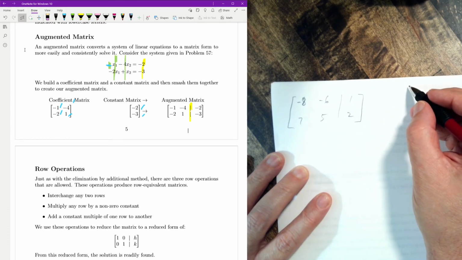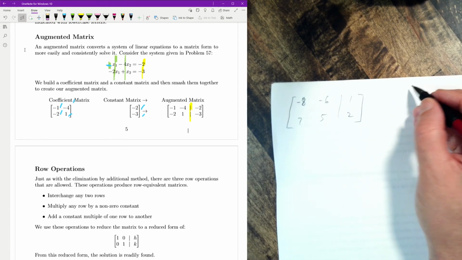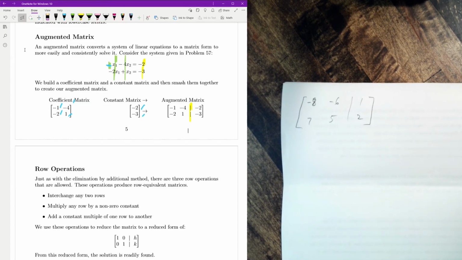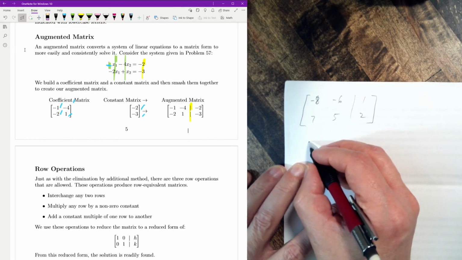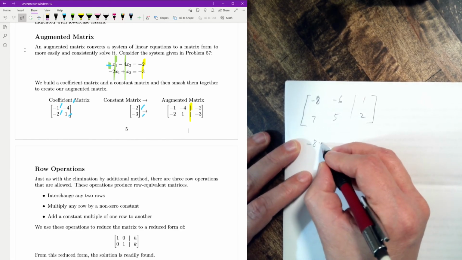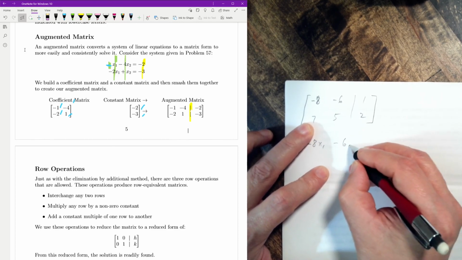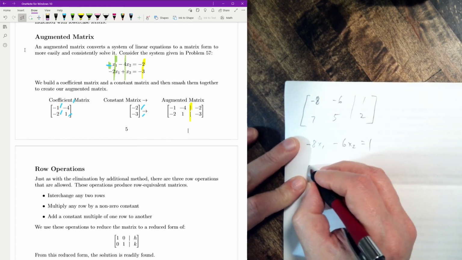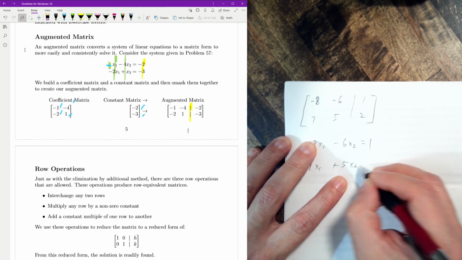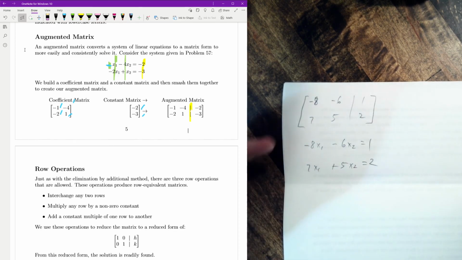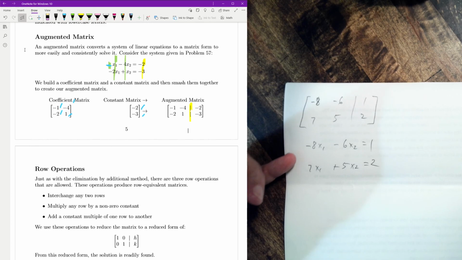And let's say that the variables are x1 and x2. Typically, how we're going to use them is x1, x2. But as you can see from the previous problem, you can use x, you can use y, you can use z. Just for formality purposes and for ease of extension, we use x1, x2, x3. Okay? So this would be minus 8x1 minus 6x2 equals 1, 7x1 plus 5x2 equals 2. So that's how we convert from our augmented matrix to our system of equations.